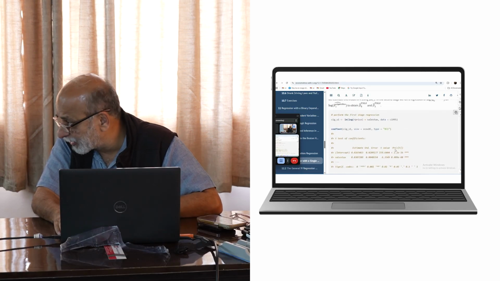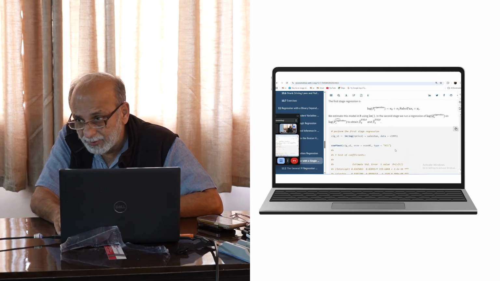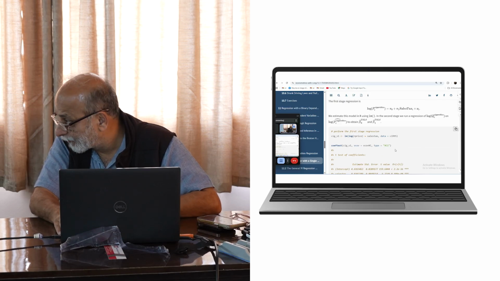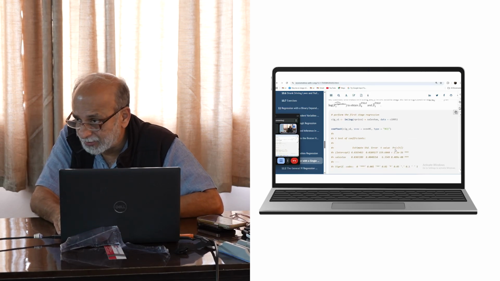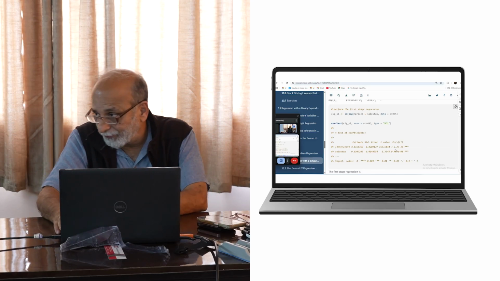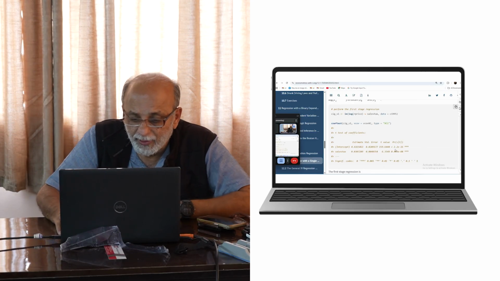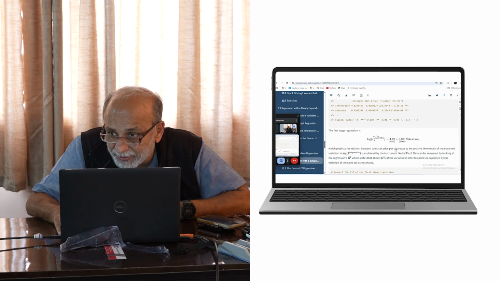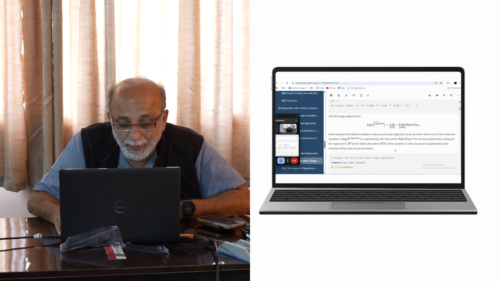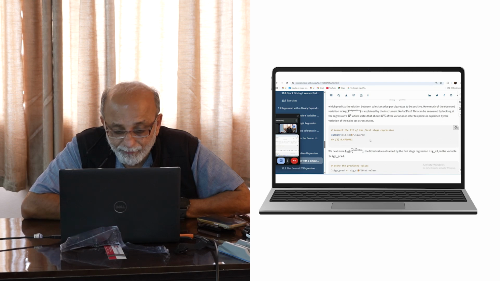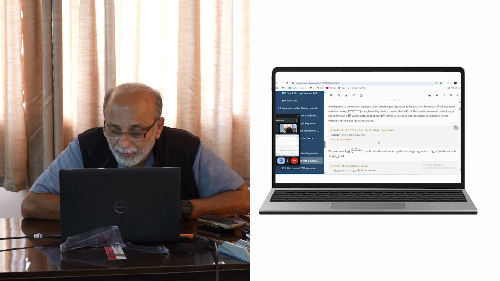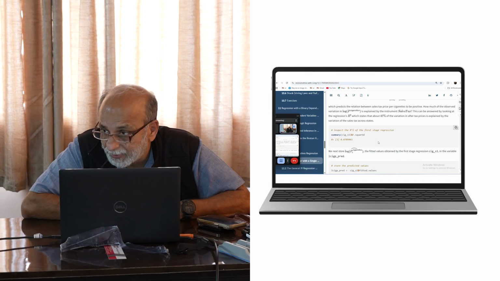The first stage regression has come for everyone, right? Heteroskedasticity consistent variance covariance matrices, HC1. Okay, so first stage regression, everybody's got this. Look at the R square of the first stage regression. 0.47.